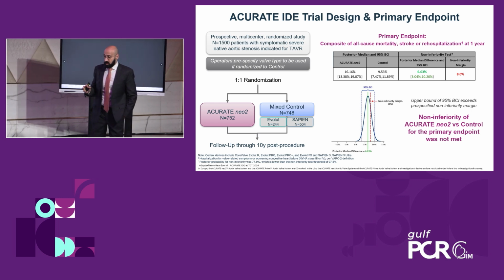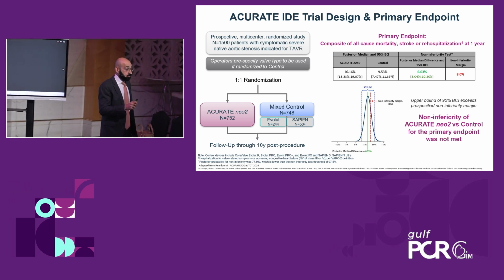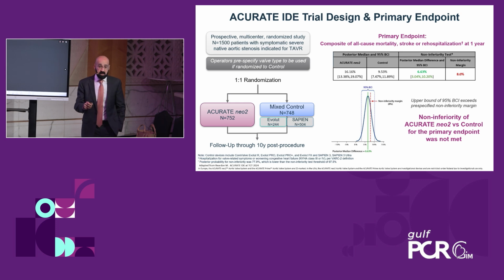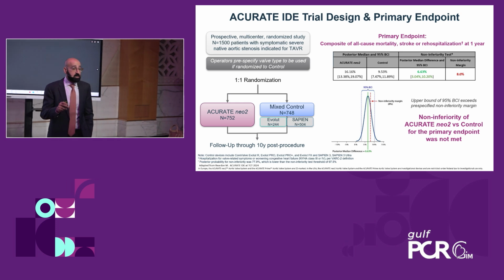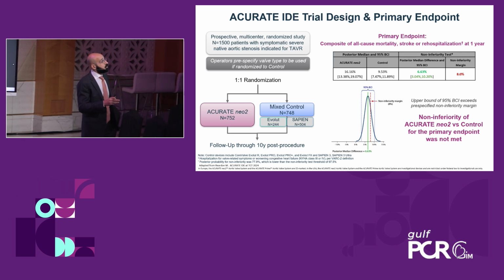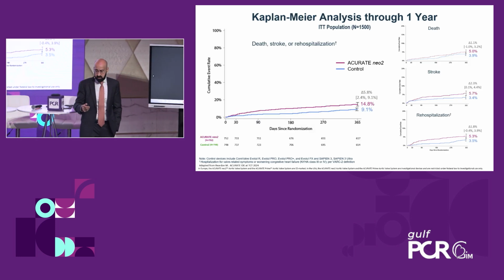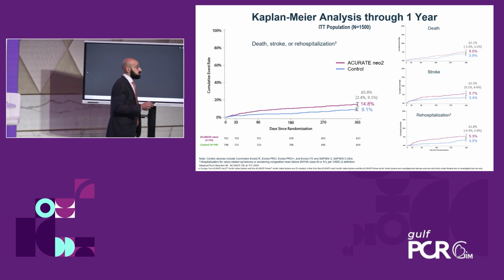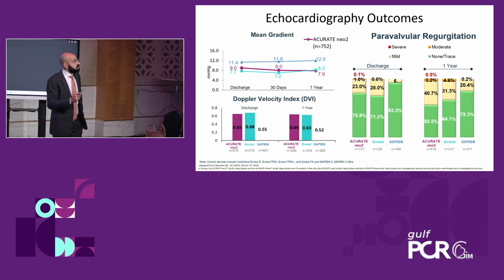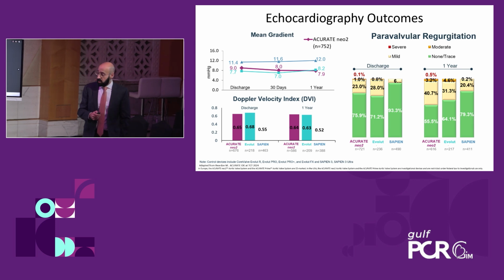So now moving to the ACURATE IDE trial, whose results were surprising to us. The ACURATE IDE trial was designed to grant FDA approval for commercial use of the ACURATE Neo 2. The ACURATE Neo 2 was compared to commercially available balloon-expandable and self-expandable valves in the US market, the Sapien and Evolut. The non-inferiority primary endpoint was a composite of all-cause mortality, stroke, or rehospitalization at 1 year. The ACURATE Neo 2 actually did not meet the predefined non-inferiority endpoint, with higher rates of events compared to control, despite having very high procedural success, with low gradients comparable to Evolut, and low perivalvular leak compared as well to Evolut.